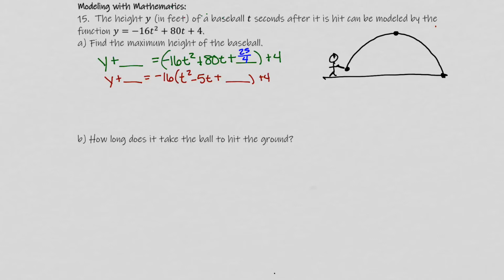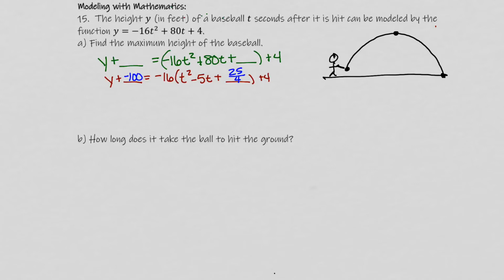Now, I can't just add 25 over 4 to the other side. I wanted to write it over here. That doesn't work because I have this negative 16 out here. So I'm going to take that negative 16 and multiply it by 25 over 4, because that's what being out here means. It needs to multiply. So 25 over 4 times negative 16, and I actually get negative 100. Those are still the same number. It's just that this number on this side is being multiplied by negative 16.